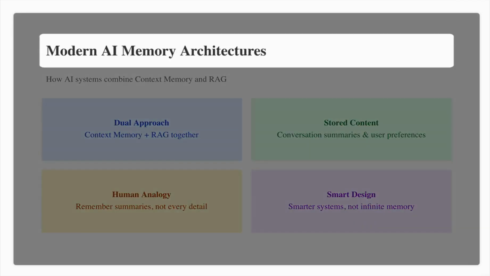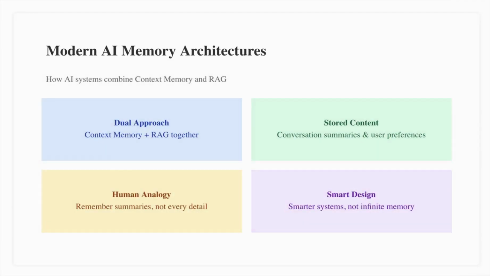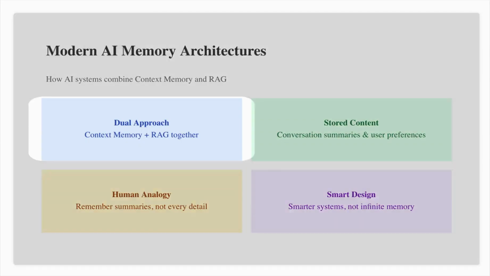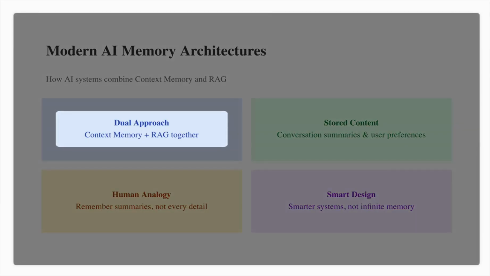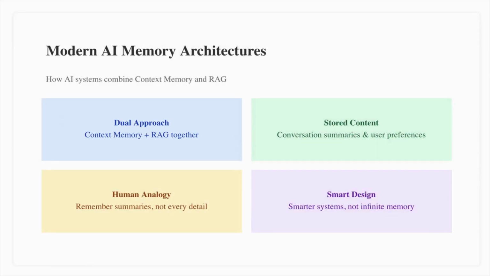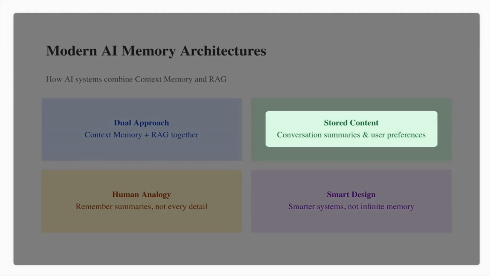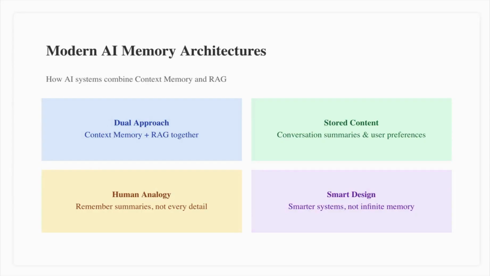Let's move on to how modern AI systems actually work in practice. After learning context memory versus RAG, you might be wondering, which one do real systems use? The answer is both. Modern AI systems combine context memory and RAG together in what we call a dual approach. This gives us the best of both worlds. These systems store conversation summaries and user preferences so they can maintain context across sessions without needing infinite memory.